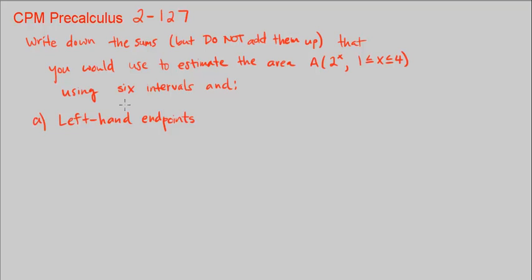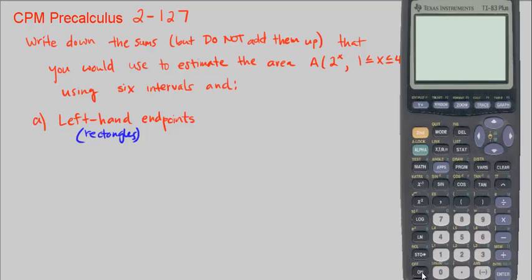So part A, we're asked to do left-hand endpoints. So this is where we're asked to do rectangles, right? All right, so what we should do first always is go ahead and graph our function that we're finding the area between those regions. So let me use the calculator graphing tool, y is equal to 2 to the x, just to kind of show me. Let me zoom standard so we can see it a little better.